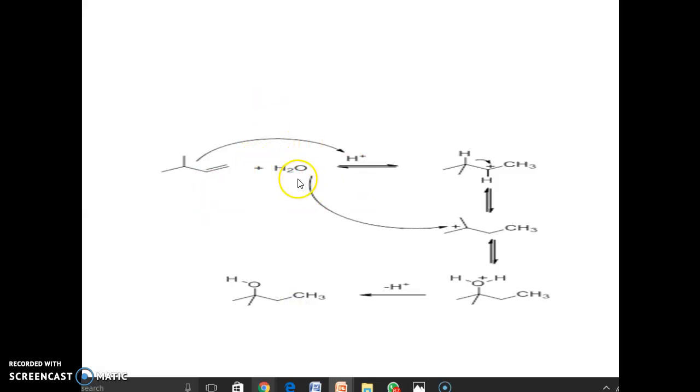So this can be shown like this. This double bond gets a proton, which attaches here, creating a positive charge on the carbon, which is a carbocation. In the next step, this carbocation accepts electrons from the oxygen of water and forms an oxonium intermediate. This oxonium intermediate, with a positive charge on the oxygen, loses a proton to become stable and gives the alcohol as the product.